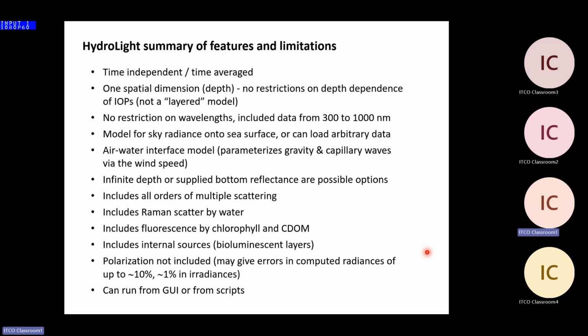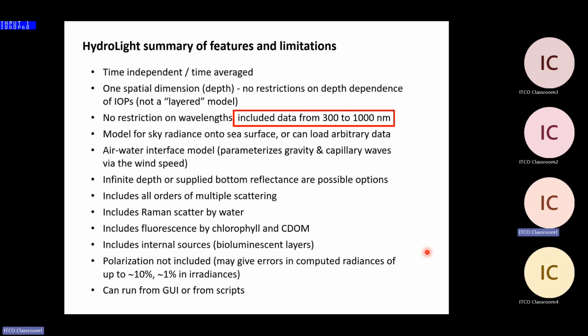Okay, so this is just a summary. This is really for reference about the features and limitations of Hydrolite. I mentioned all these things already in one way or another, but I'll just point out a couple of key things. The wavelength restriction. Hydrolite, by default, when you use it as it comes, you can do modeling from 300 to 1,000 nanometers. That's no problem. It has all the data sets in there that encompass that wavelength range.